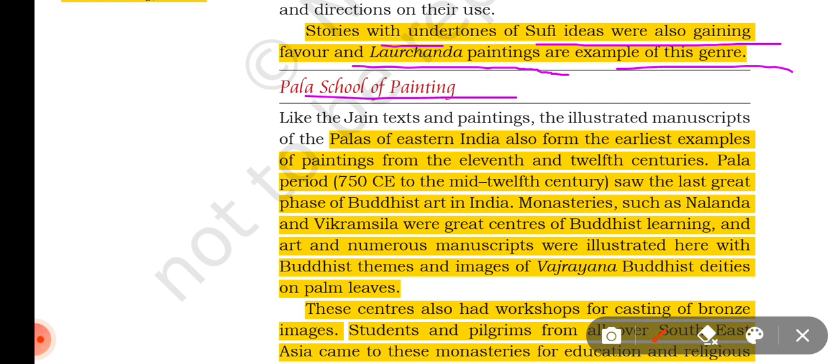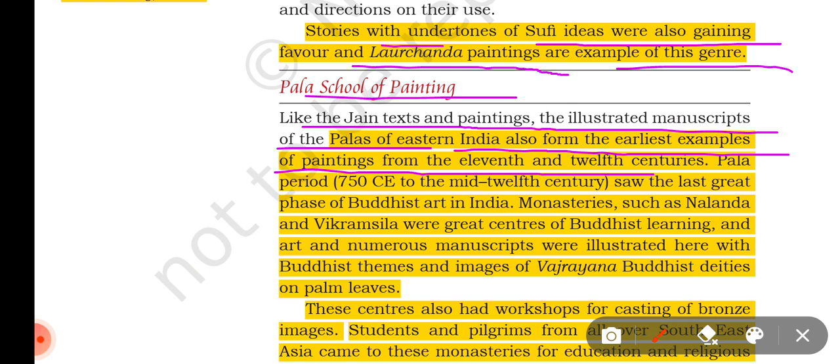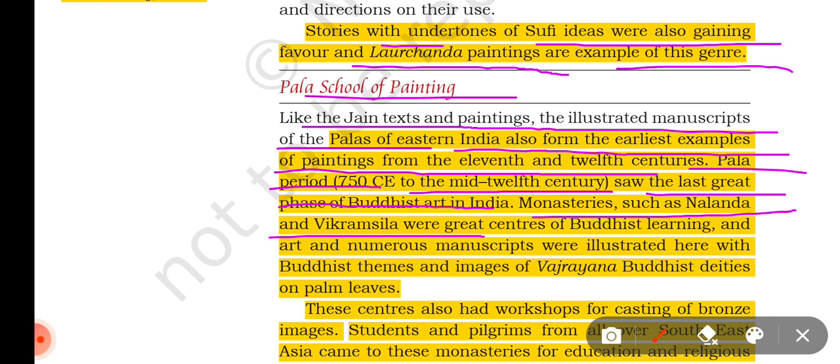Pala school of painting. Like the Jain text and painting, the illustrated manuscripts of Pala of eastern India also found earliest examples of painting from the 11th and 12th centuries. The Pala period, 750 Common Era to the mid 12th century, saw the last great phase of Buddhist art in India. Monasteries such as Nalanda and Vikramshila were great centers of Buddhist learning, and art, and numerous manuscripts were illustrated here with Buddhist themes.